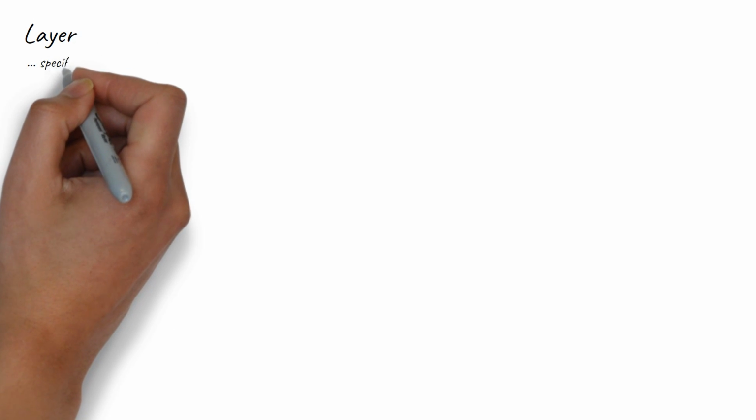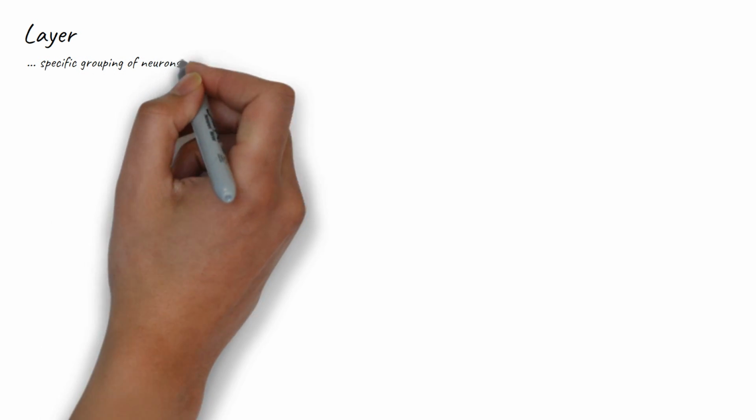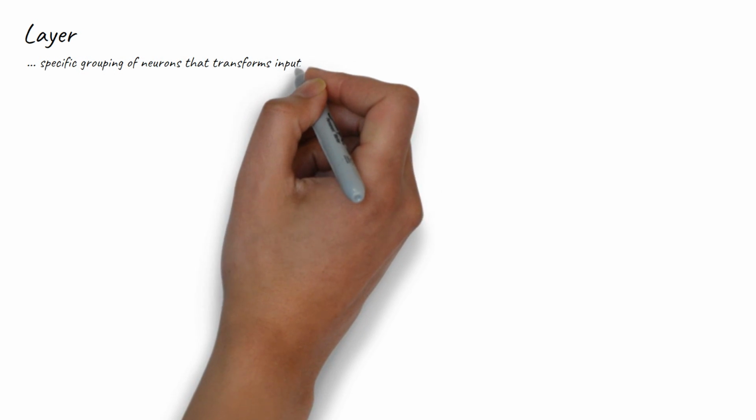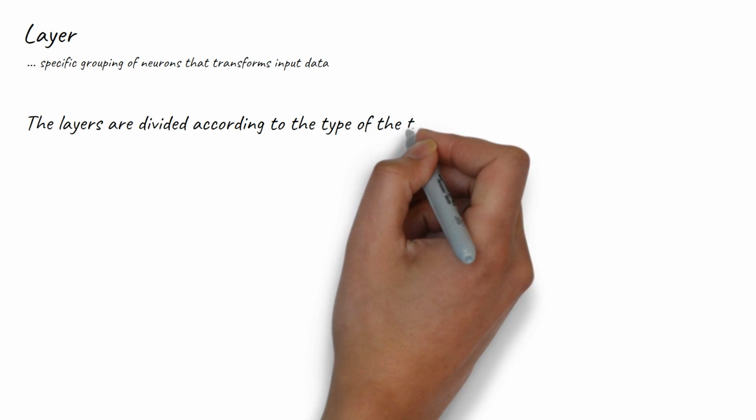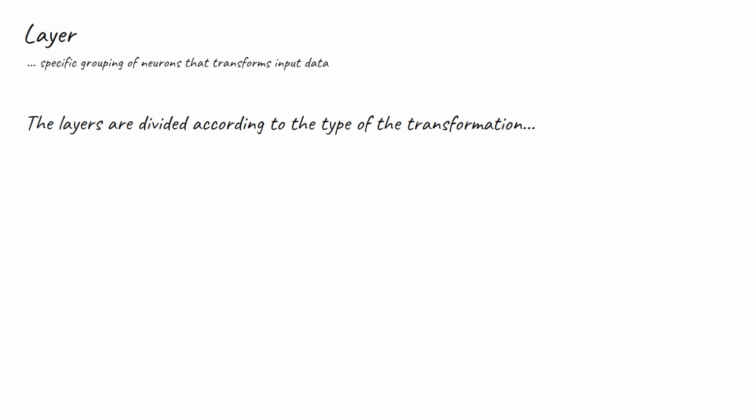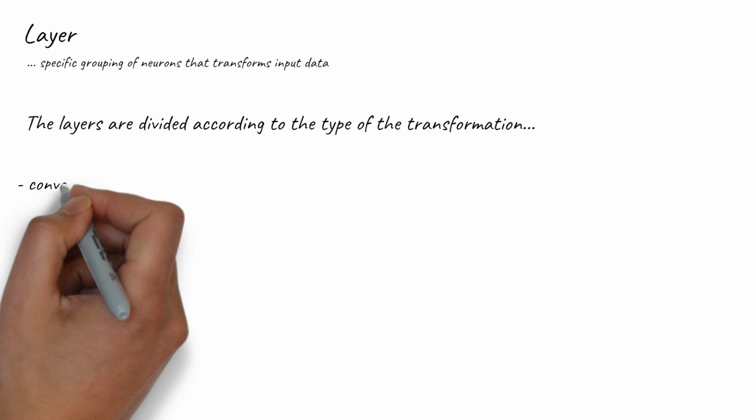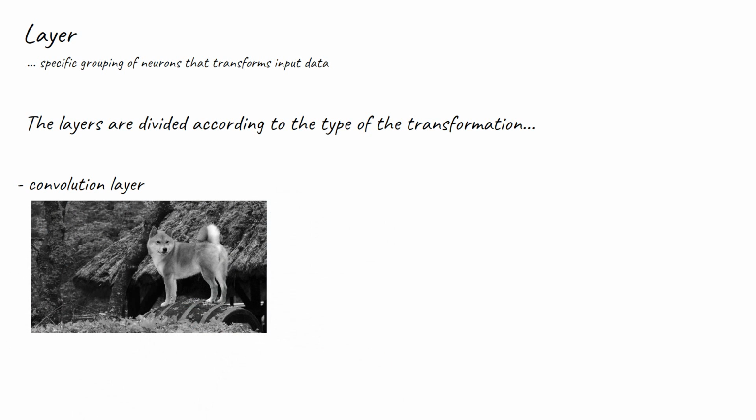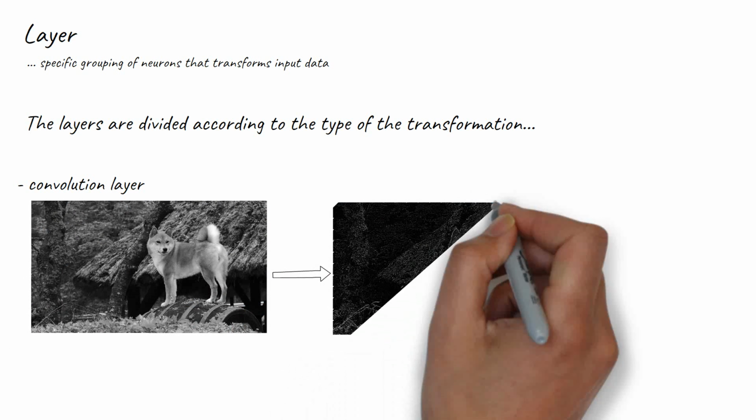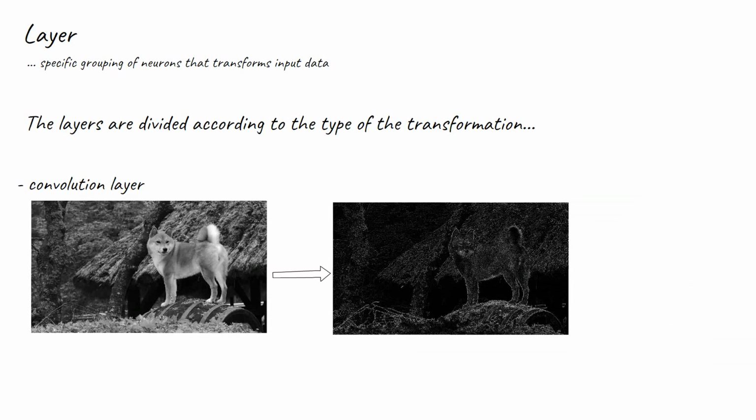The layer. As I have already mentioned, the layer is a specific grouping of neurons that transforms input data. The layers are divided according to the type of the transformation. Here are some of the most common layers. The first is the convolution layer, which is sensitive to the edges in a certain direction. The output of the convolution layer shows which neurons were active, marked in white color, and which were inactive, marked in black color.